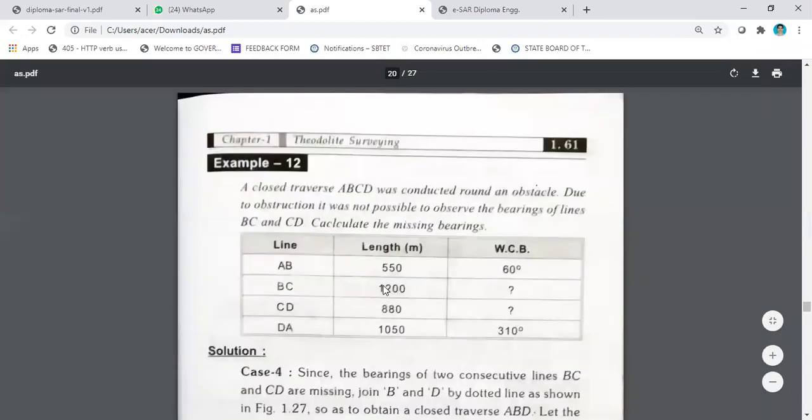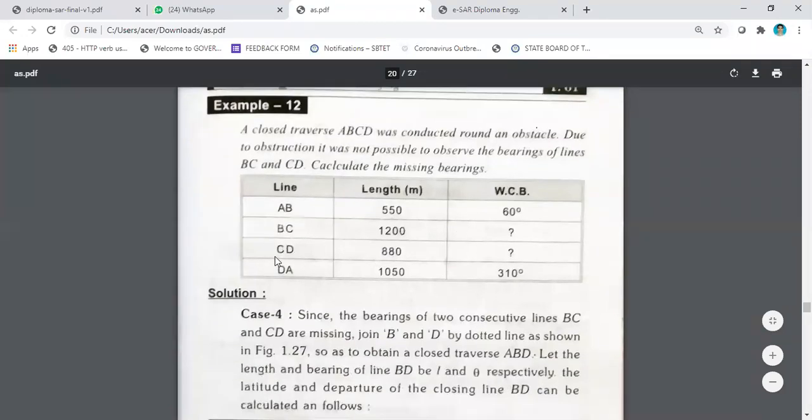Right. So this is a problem where a closed traverse ABCD was conducted around an obstacle. Due to obstruction, it was not possible to observe the bearings of the lines BC and CD. Calculate the missing bearings. AB, BC, CD, DA is a closed traverse, in which the bearings of BC and CD are missing. Now, since the bearings of two consecutive lines BC and CD are missing, join BD by a dotted line.